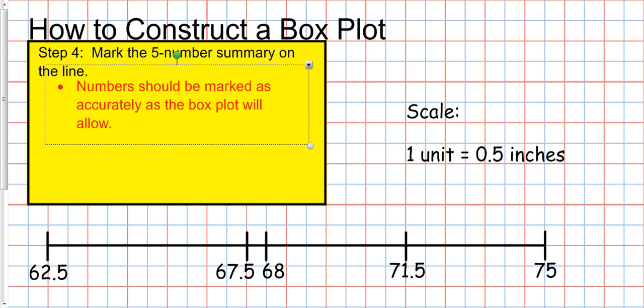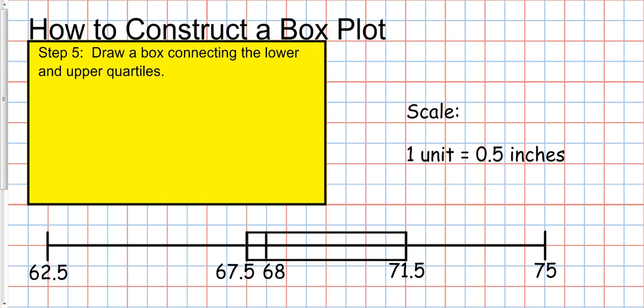In step 4, we're going to mark those 5 numbers on the graph. So 62.5 was already our minimum, 75 was already our maximum. The 67.5, which was our lower quartile, 68 was our median, and then 71.5 is our upper quartile. So we marked all of those, and then in step 5, we're going to draw the box that connects the lower and upper quartiles.